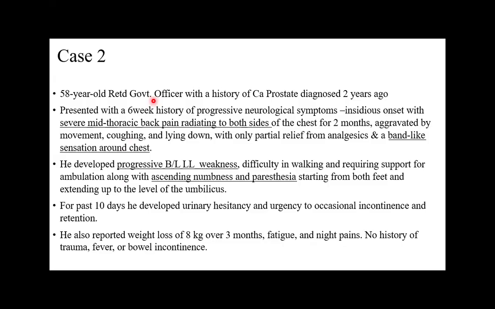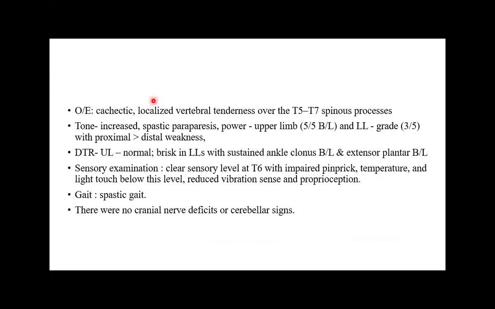And for past 10 days, he developed urinary hesitancy and urgency to occasional incontinence and retention. He also reported a weight loss of 8 kg over 3 months, fatigue and night pains, and no history of trauma, fever, or bowel incontinence. Here on examination, the patient is cachectic, localized vertebral tenderness over T5, T7 spinous process. Tone is increased and there is spastic paraparesis. Power in the upper limb was full.